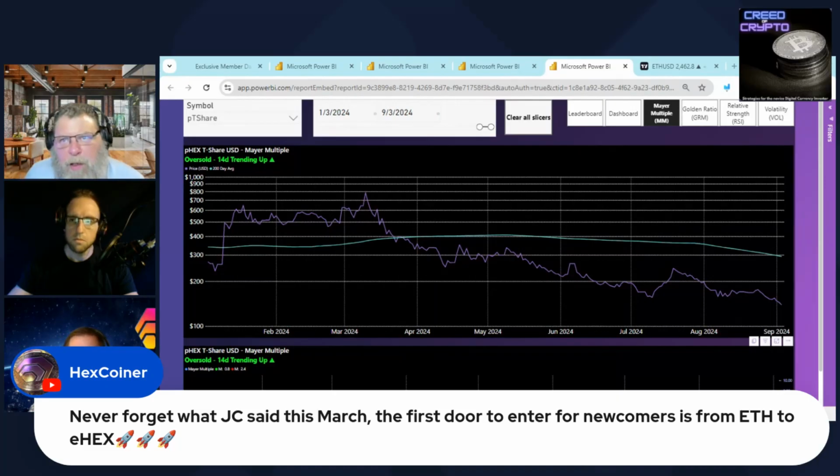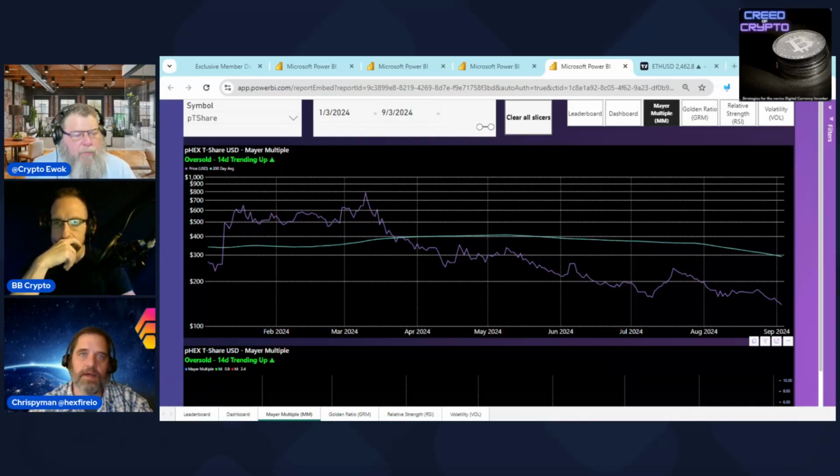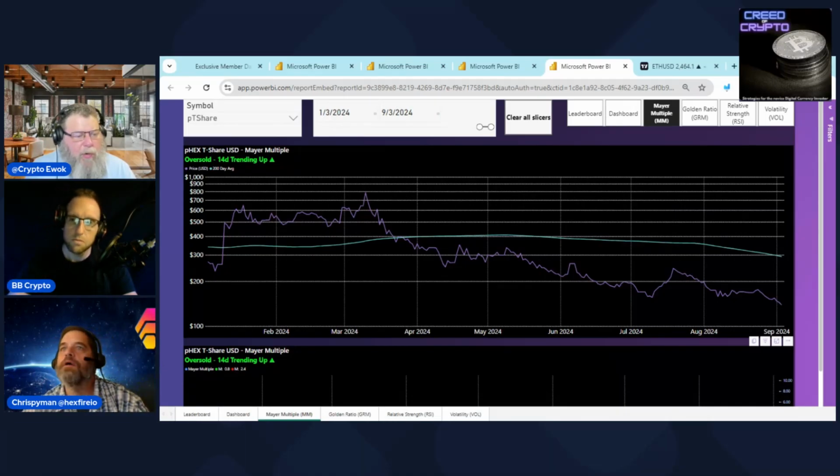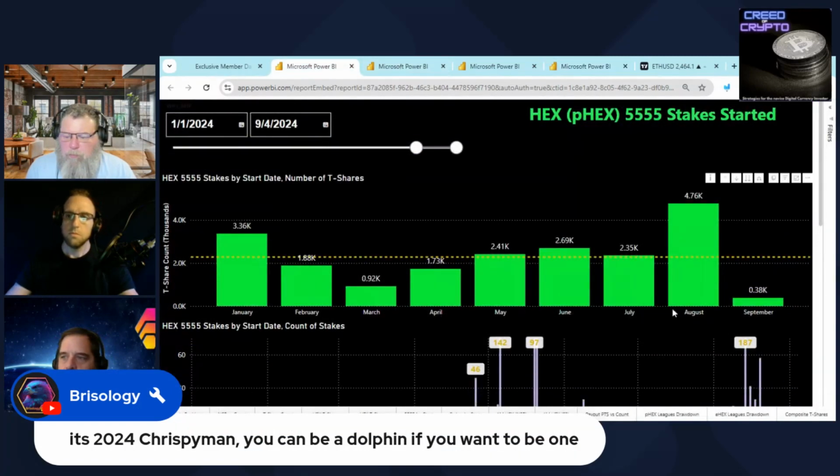And to be a dolphin at that point, I believe it was 1,000 T-shares. Yeah, it was a little bit over 1,000. It's been coming down ever since, so you're looking at $1 million to be a dolphin at that point. Yeah, in fact, we can take a look real quick and see what the drawdowns look like.